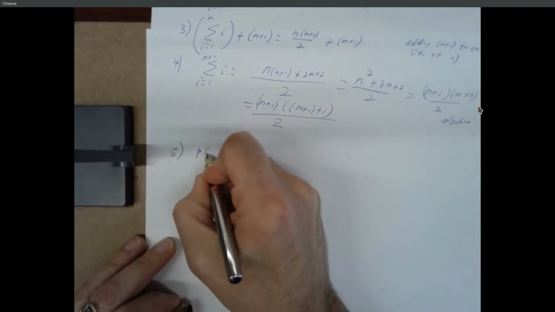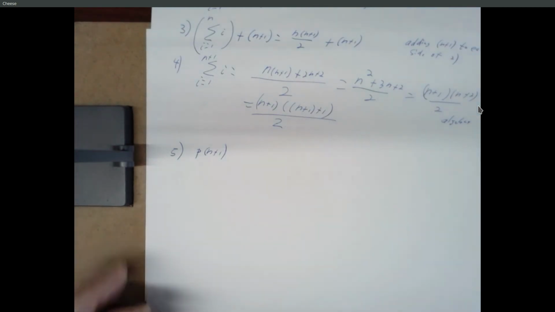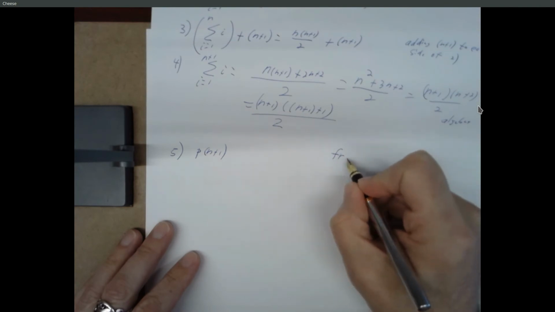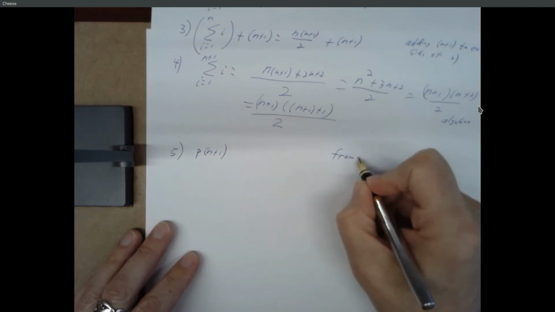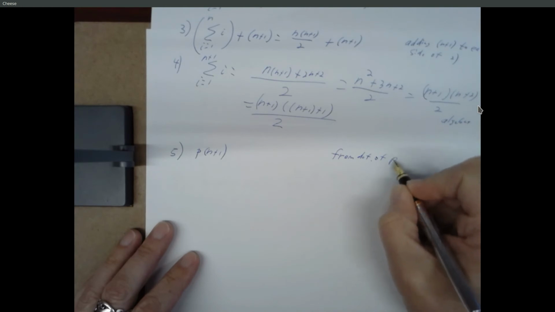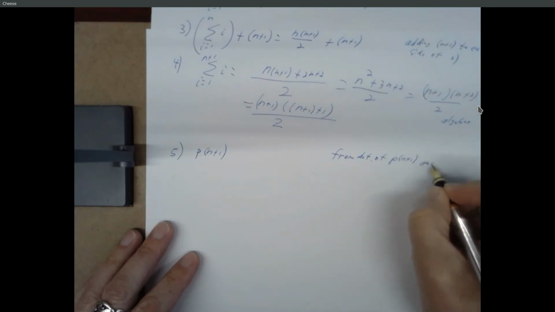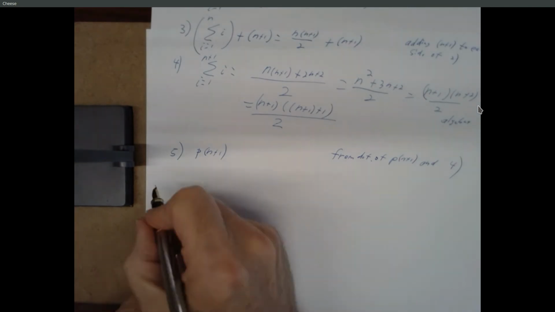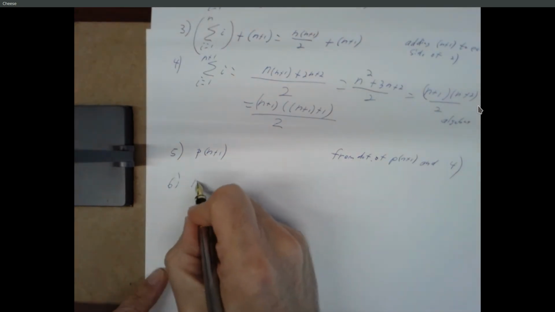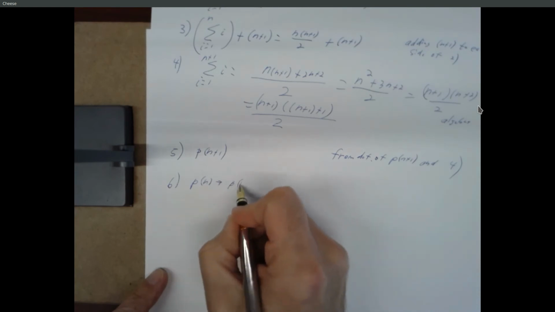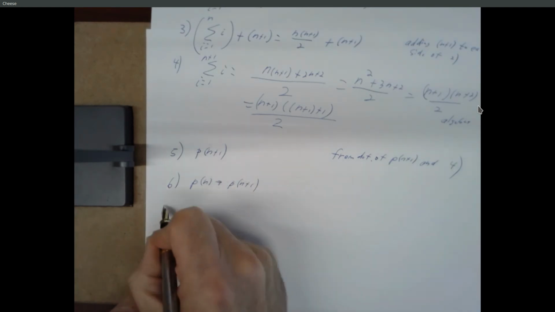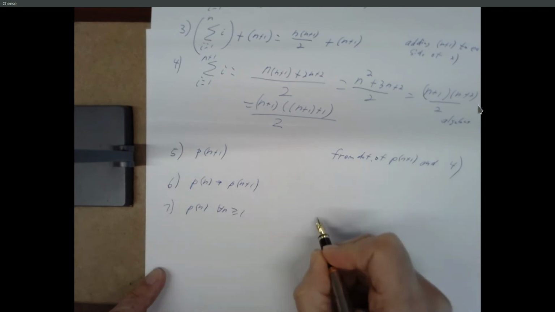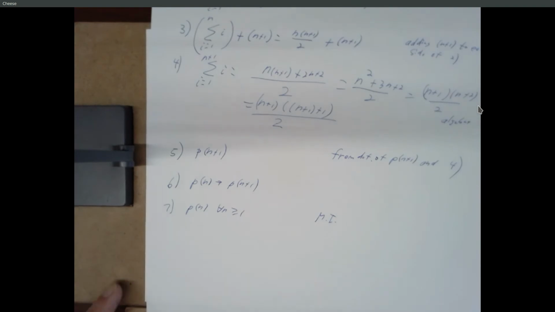And now you can say P of n plus 1. And the reason why P of n plus 1 is true is the definition of P of n plus 1 and the thing that we just showed in step 4. And so P of n implies P of n plus 1. And so P of n for all n greater than or equal to 1, and that's mathematical induction.